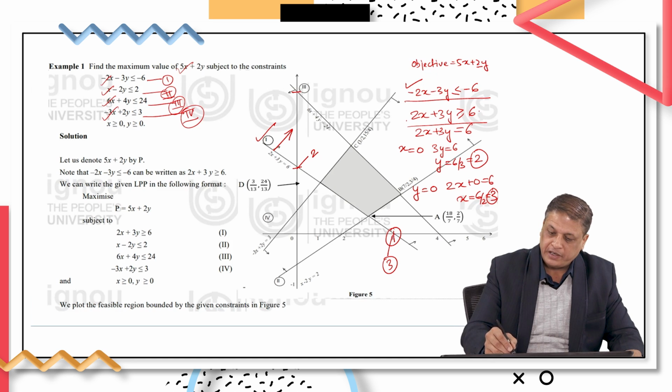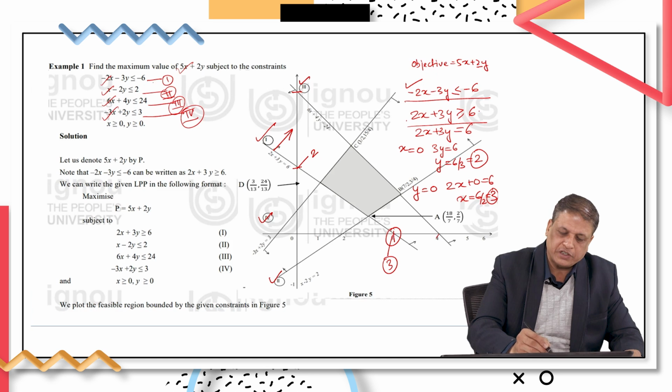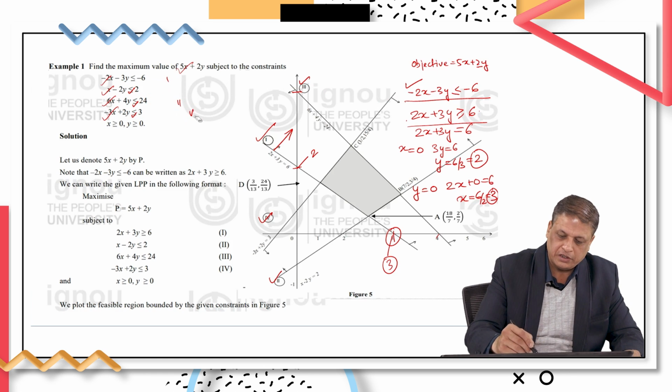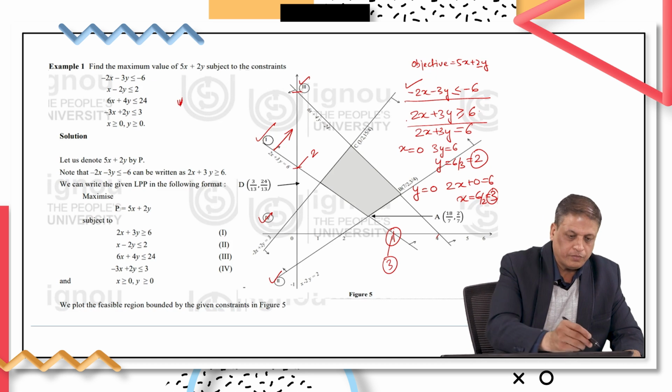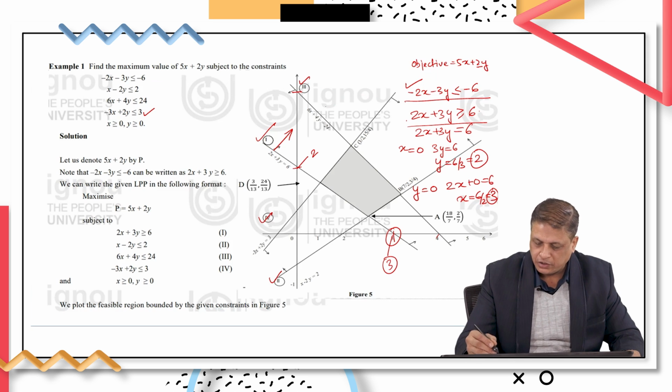Similarly, you can find the intercept values for this line, that is line number 3, line number 2, line number 4. Referring to the inequalities which are less than or equal to, you can plot the region. Now, in equation number 3, minus 3x plus 2y is less than 3. So, the less than region should be given in this direction.